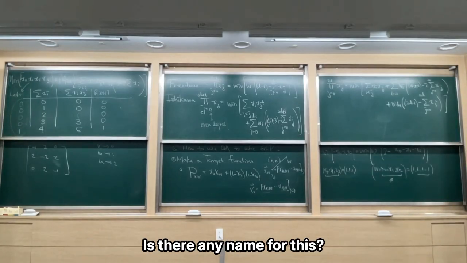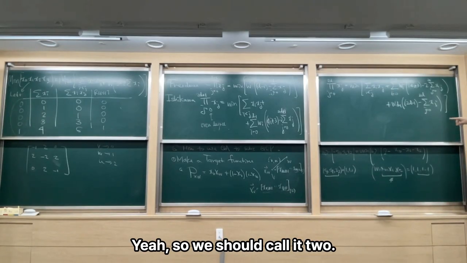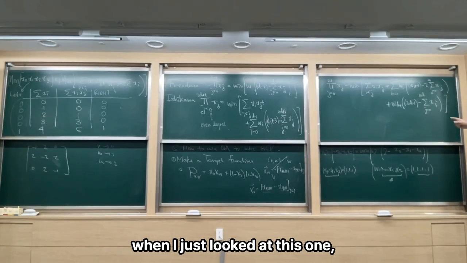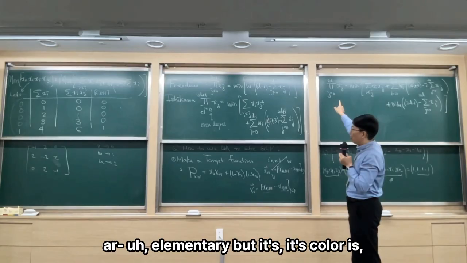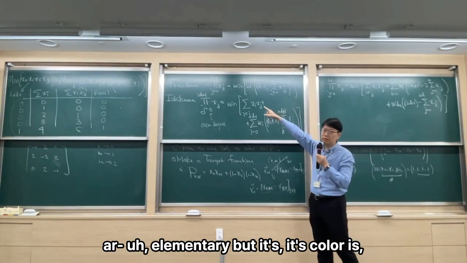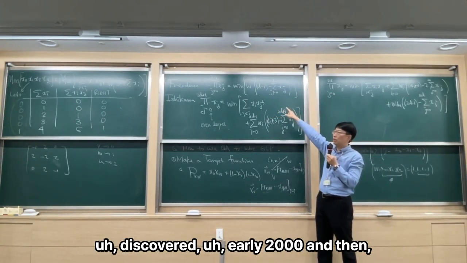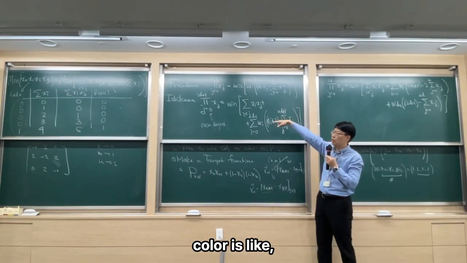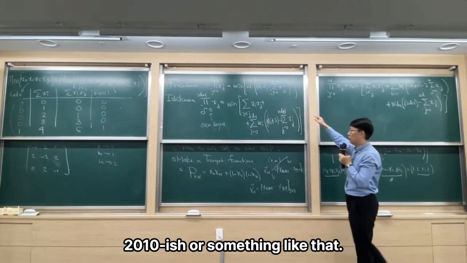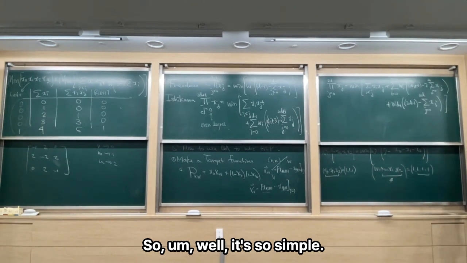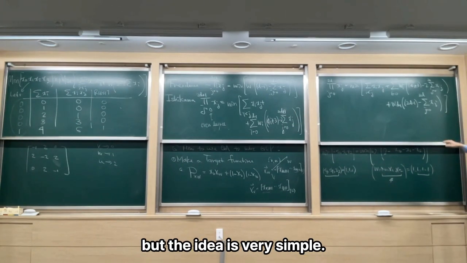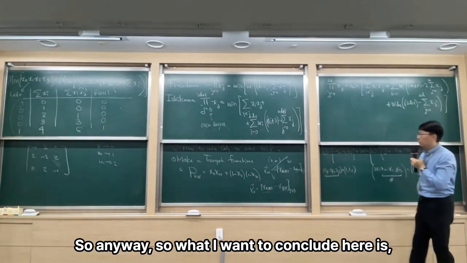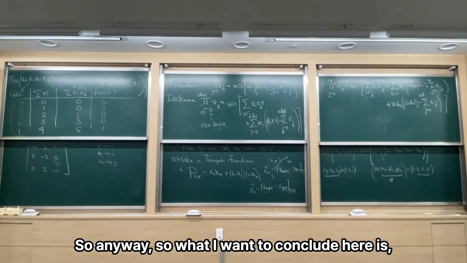Yes? Is there any name for this? This one is also Ishikawa. Ishikawa, yeah, so Ishikawa too. And it's very interesting, and when I just looked at these two formulas, they seem very elementary, but Friedman's was discovered in the early 2000s, and Ishikawa's is like 2010-ish, or something like that. So, well, it's so simple. This formula seems complicated, but the idea is very simple. So I was wondering why they are not taking research into this more. So anyway, if you're interested, you can just do it.